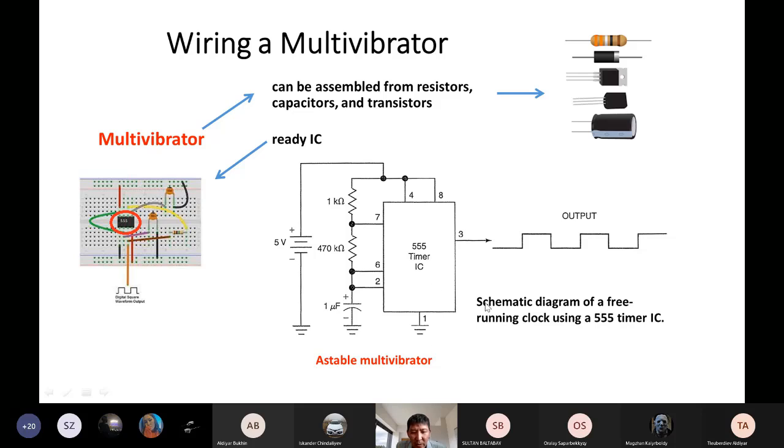multivibrator. Also we call it, guys, can you hear me? Is it okay? See? Yes.